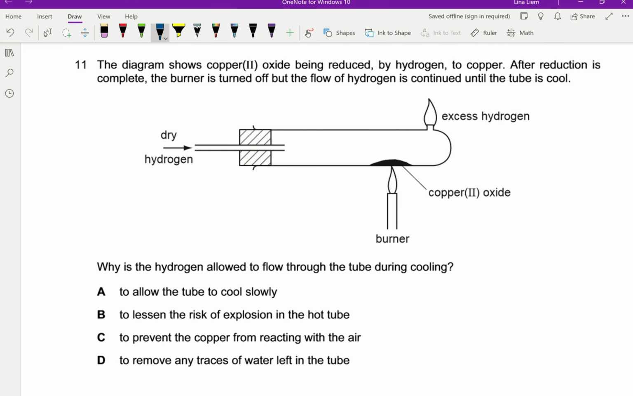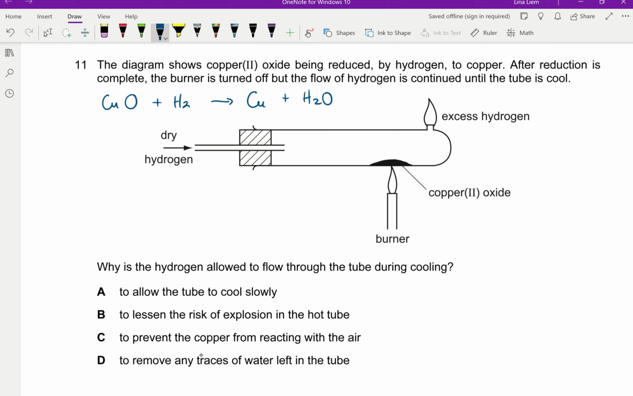Question 11. The diagram shows copper 2 oxide being reduced by hydrogen to copper. After reduction is complete, the burner is turned off, but the flow of hydrogen is continued until the tube is cool. Why is the hydrogen allowed to flow through the tube during cooling? Okay, so the reaction here is copper 2 oxide and hydrogen gives copper and water.